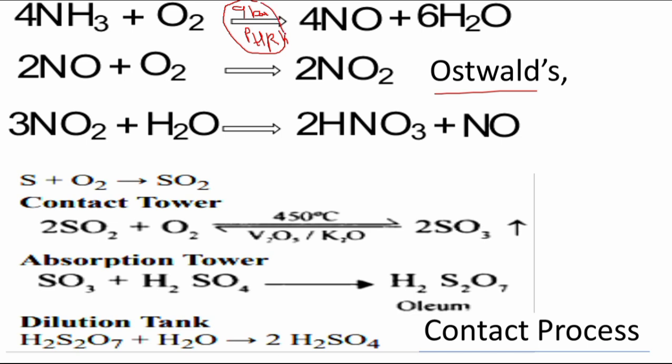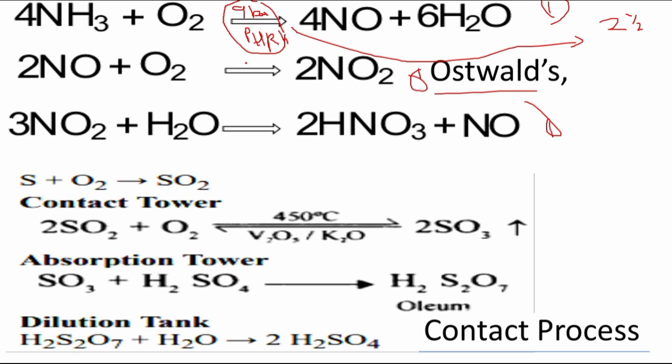If you write these 3 steps, each step carries 1 mark, so you will get 3 marks: 1, 1, and 1. But don't forget this. If you forget, you will get only 2.5 marks. If you did not write what? 9 bar or platinum slash rhodium, you will get only 2.5.